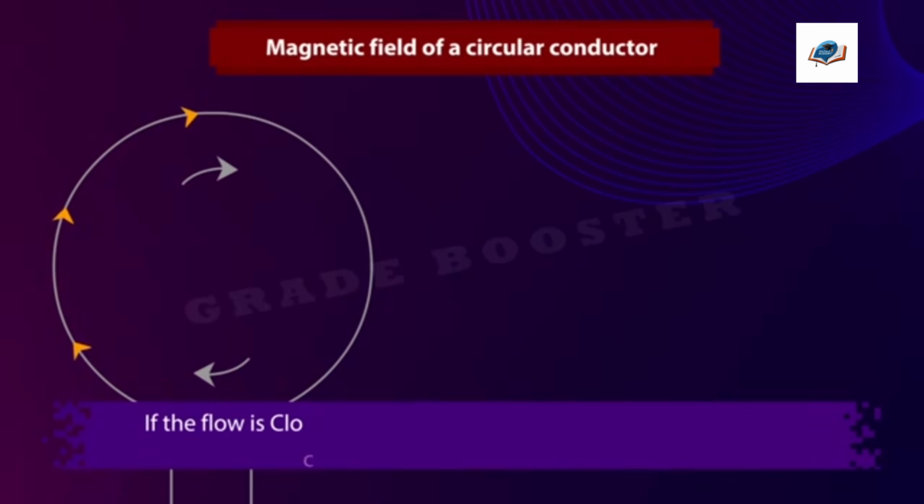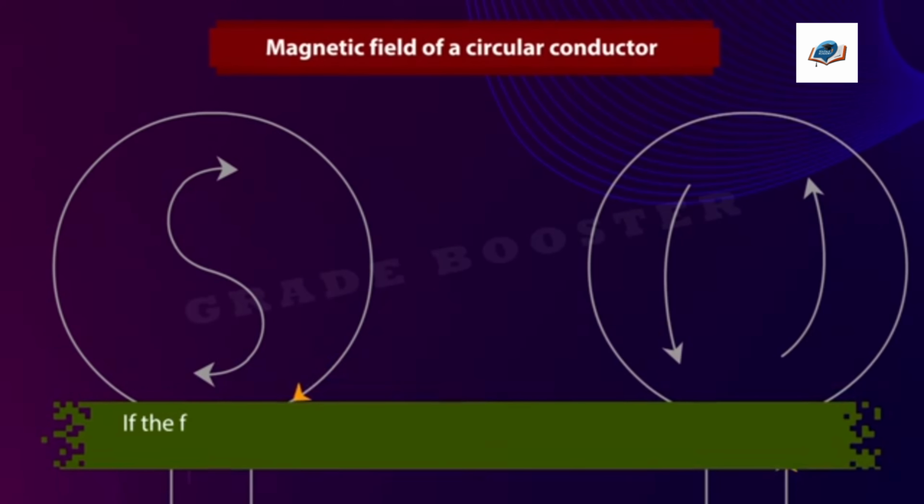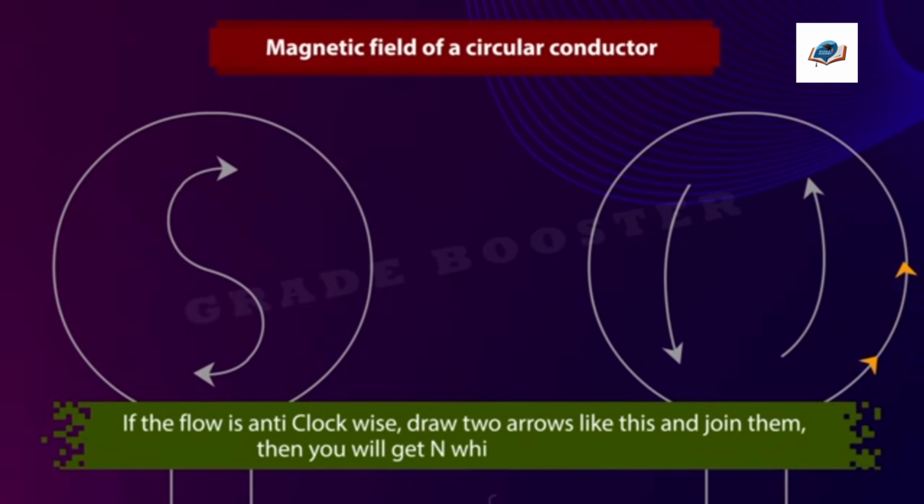If the flow is clockwise, draw two arrows like this and join them. Then you will get S, which stands for south. If the flow is anti-clockwise, draw two arrows like this and join them. Then you will get N, which stands for north.